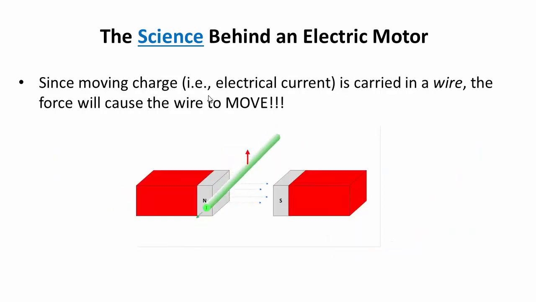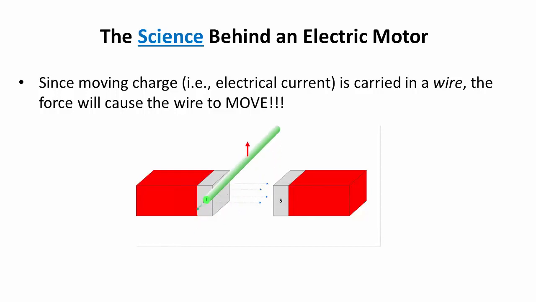So when we move charge, the way that we do that is we move it through a wire. So it's actually a physical thing, okay? Even though if you had a particle that was flying through air, it would also have a force exerted on it and it would move. But in a practical sense, we always carry current in a wire. So if you put a wire in this magnetic field and you ran current through it, it would move. It would actually move in this direction.